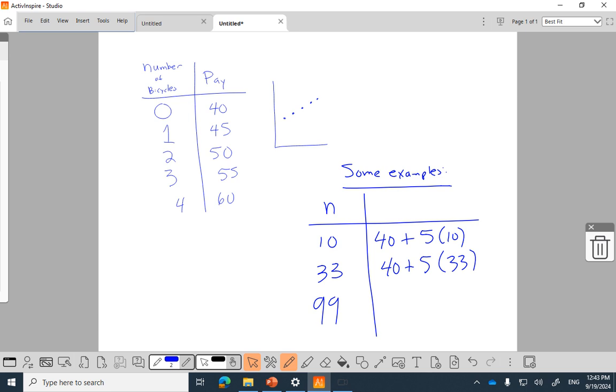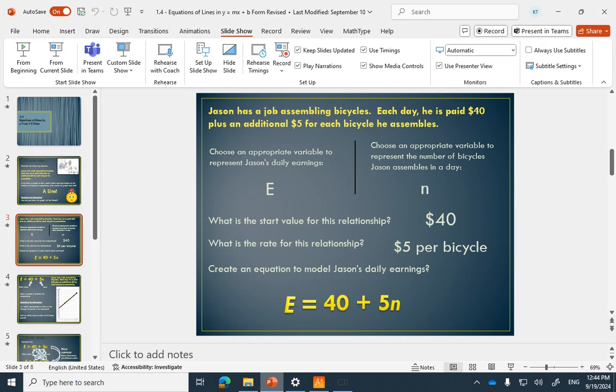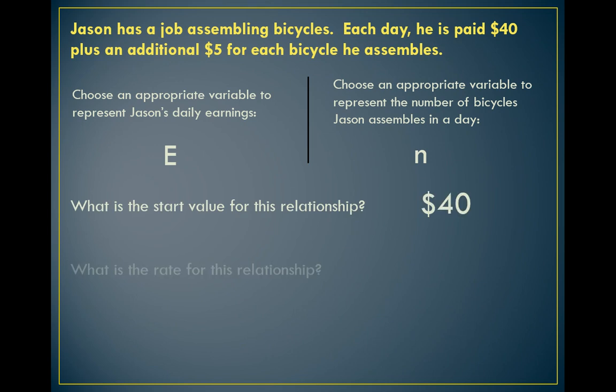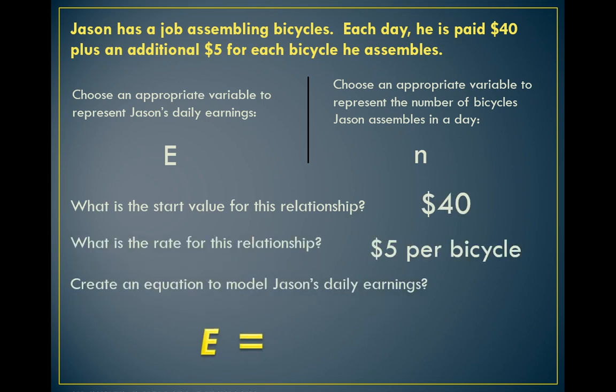If he sold 99 bicycles, what would he start with? 40. Then he gets $5 times how many bicycles? 99. And that's where the equation comes from. The equation is not trying to be complicated. The equation is trying to say, if you're doing this yourself, and you want to find your earnings, all you do is go E equals 40 plus 5 times N.